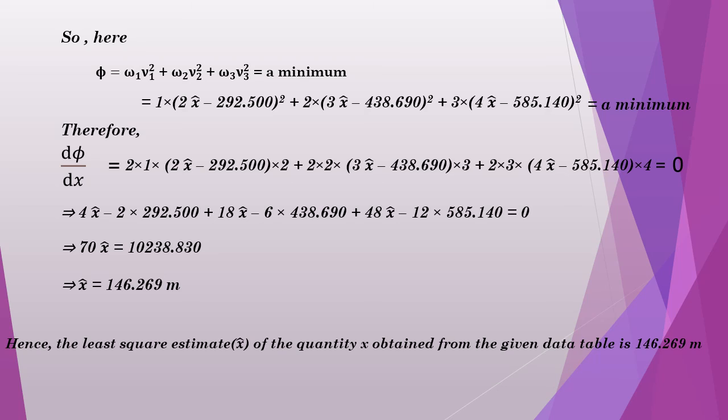We know that in order to obtain the minimum of a mathematical equation, we need to equate the derivative to 0. Therefore, d phi by dx is equated to 0. After equating, we obtain the value of x cap as 146.269 meters. Hence, the least square estimate, that is the x cap of the quantity x obtained from the given data table, is 146.269 meters.